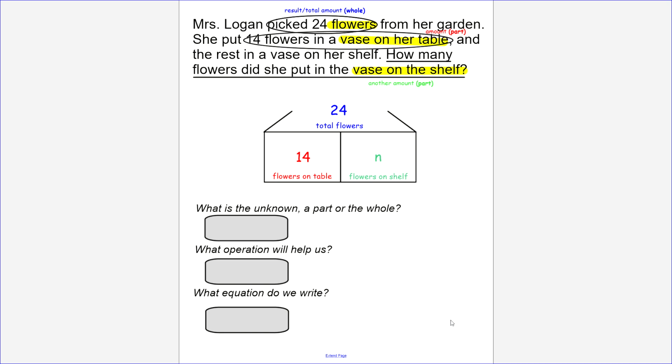As you can see, I've already filled out the bar diagram for us. Since we labeled the whole and parts in the story problem, I was able to fill it out for us. Look at the bar diagram, and I want you to think, what is the unknown in this problem, a part or the whole? In this problem, the unknown information is a part. Now I want you to think to yourself, what operation will help us? Will we use addition or subtraction to solve this problem? Think about the unknown. That will help you decide.